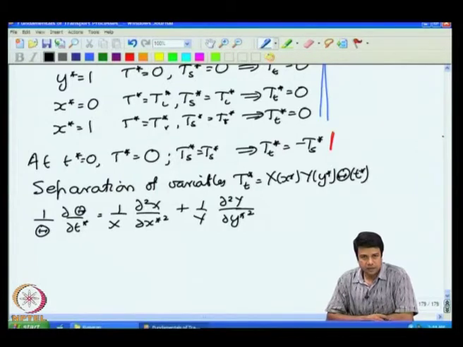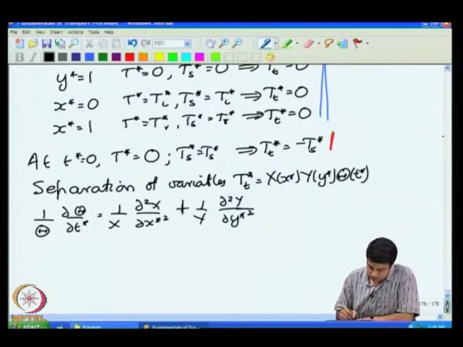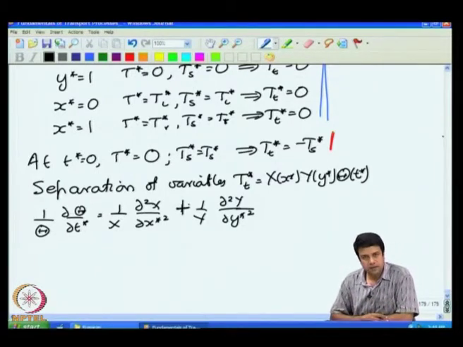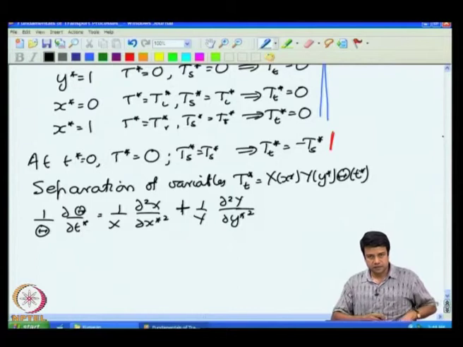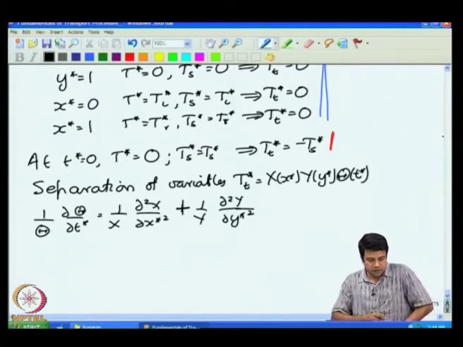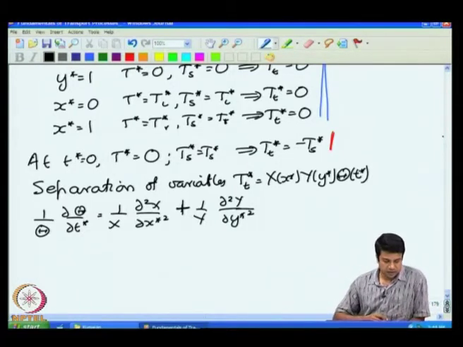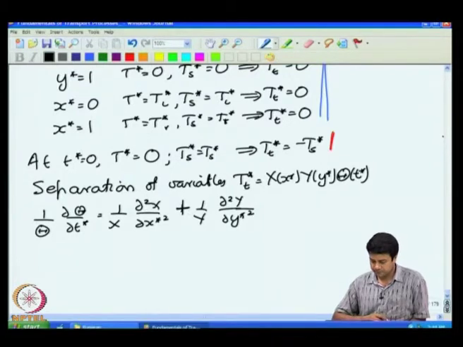So, I have an equation in which the left hand side is only a function of time, the right hand side contains two terms, one of which is only a function of x, the other is only a function of y. That means that each of these individually have to be constants. What should those constants be?